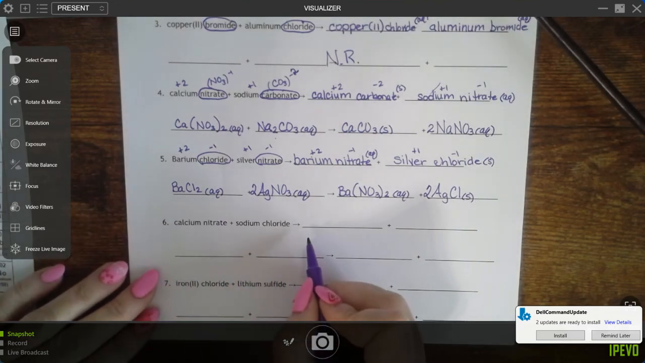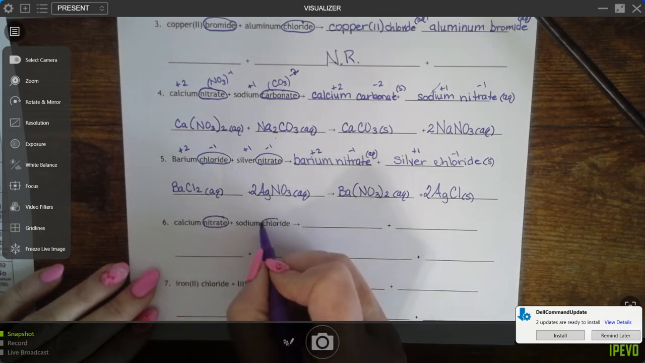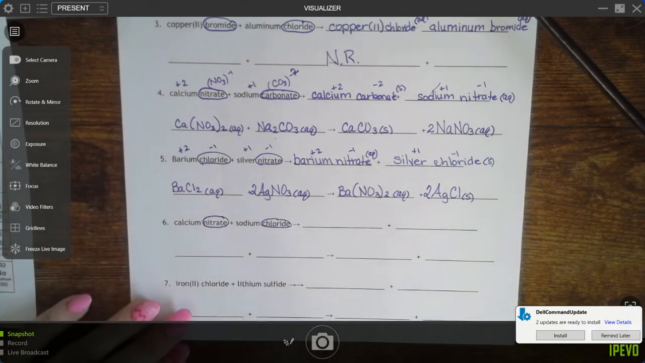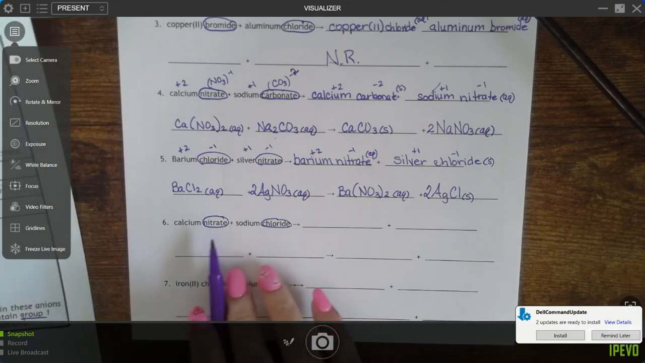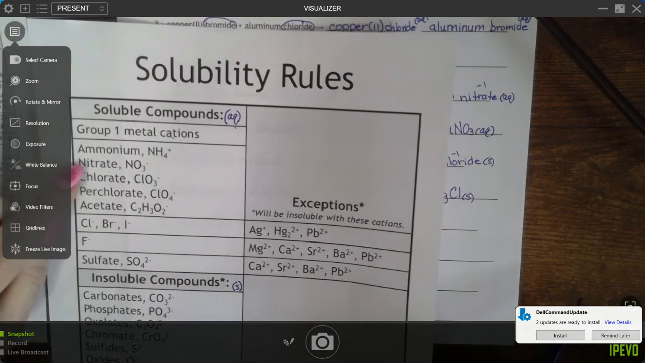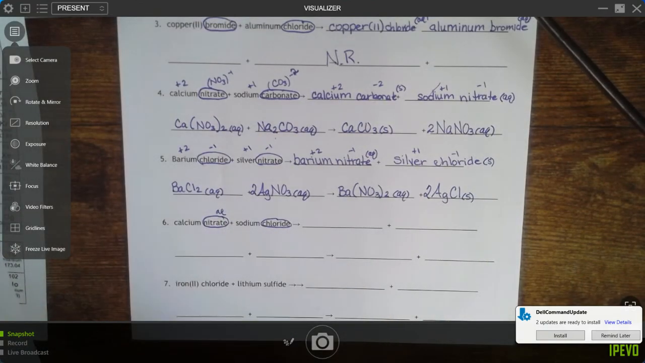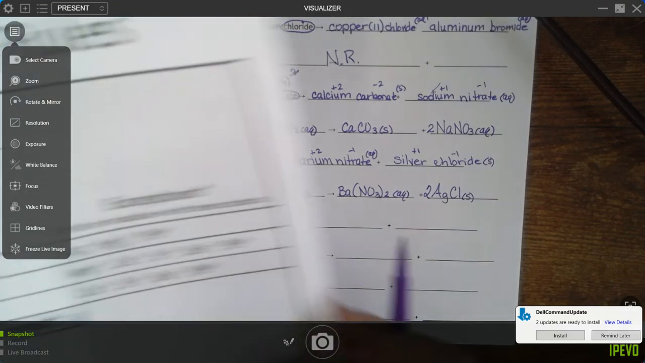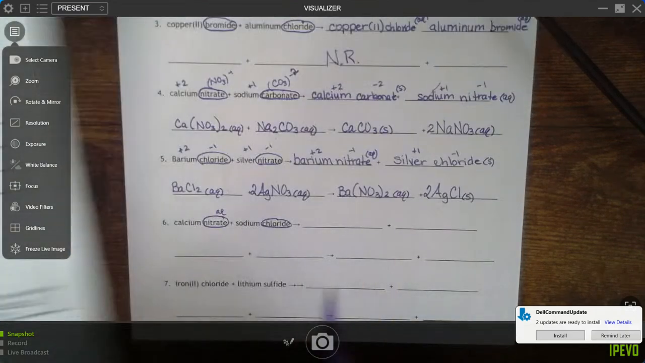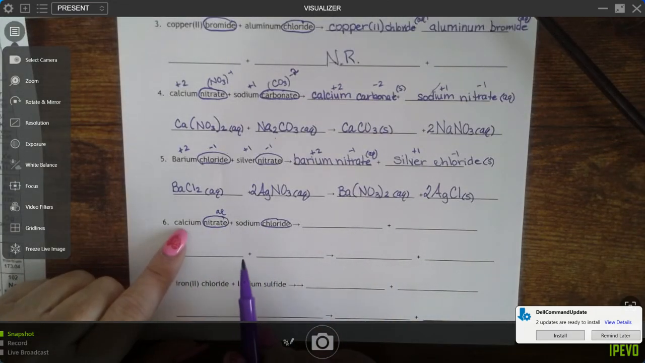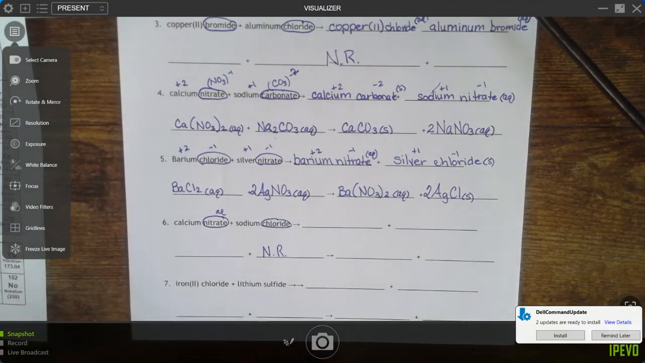Number 6. We've got calcium nitrate and sodium chloride. So these two things are going to switch. Now, if you get really comfortable with your solubility rules, you could look at this and see that nitrates are always soluble. Okay, so whatever this is in, it's always going to be aqueous. And chlorine is always soluble except with silver, mercury, or lead. And we don't have silver, mercury, or lead in this equation. So I could just write "NR" right here. And if you can do that, that's perfectly fine.